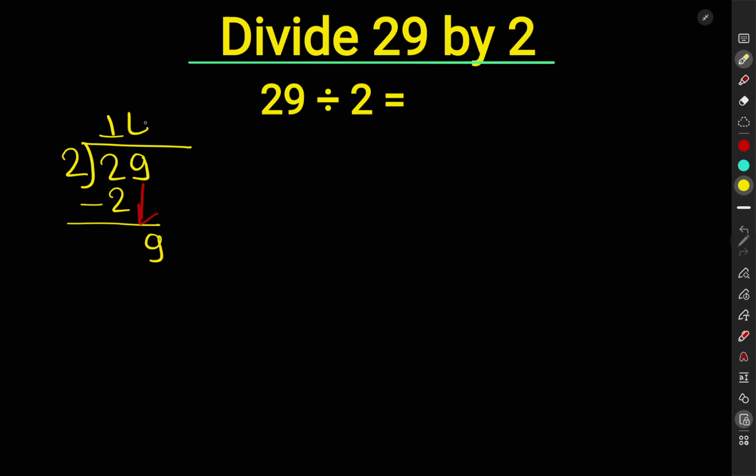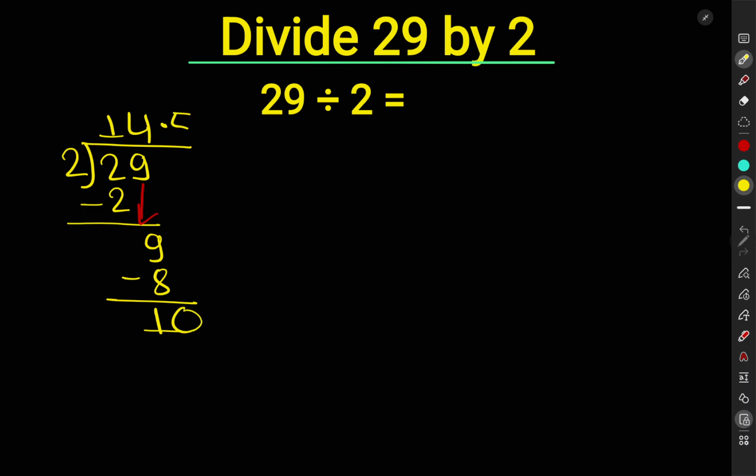So 2 times 4 means 8. On subtracting we get 1. So now we don't have the beside number there, so we put a decimal here. So we can take 0 here.